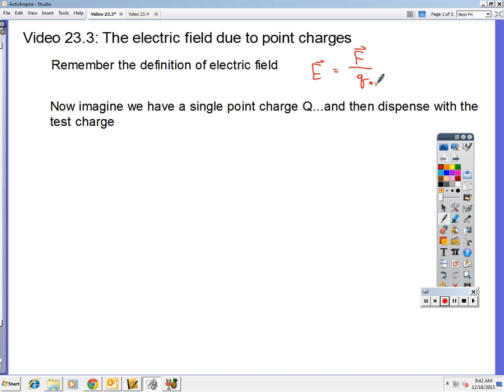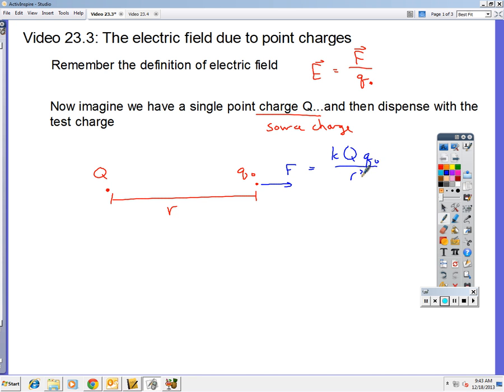Now let's say that the charge that is producing this electric field is a single point charge Q. So Q is right here. It produces an electric field, and let's say that we put a test charge, Q naught, at a point a distance r away from big Q. Now because they're both positive, the force on this test charge will point away from big Q. And if we calculate the magnitude of that force, it's K times big Q times Q naught divided by r squared.